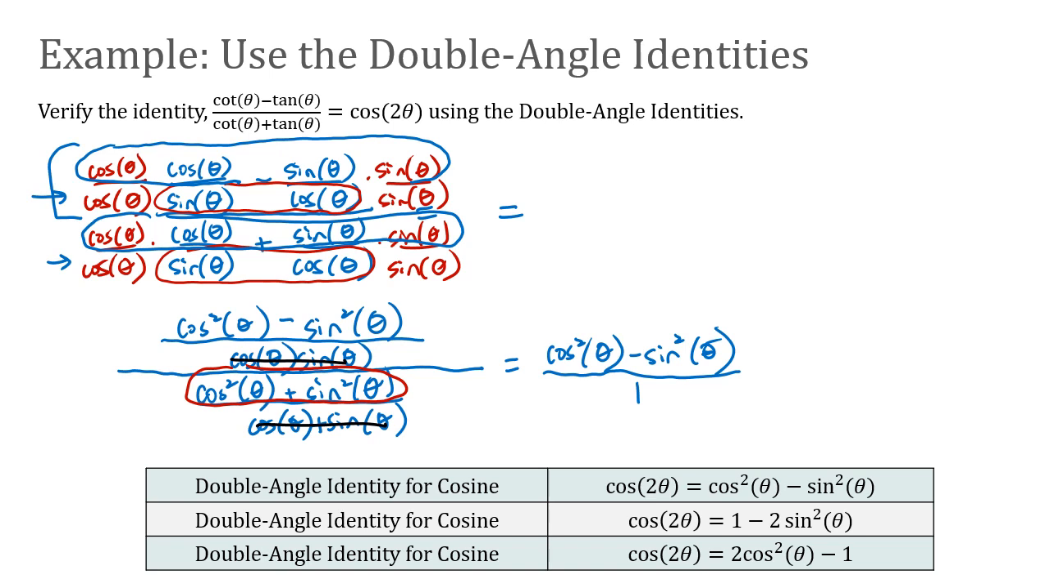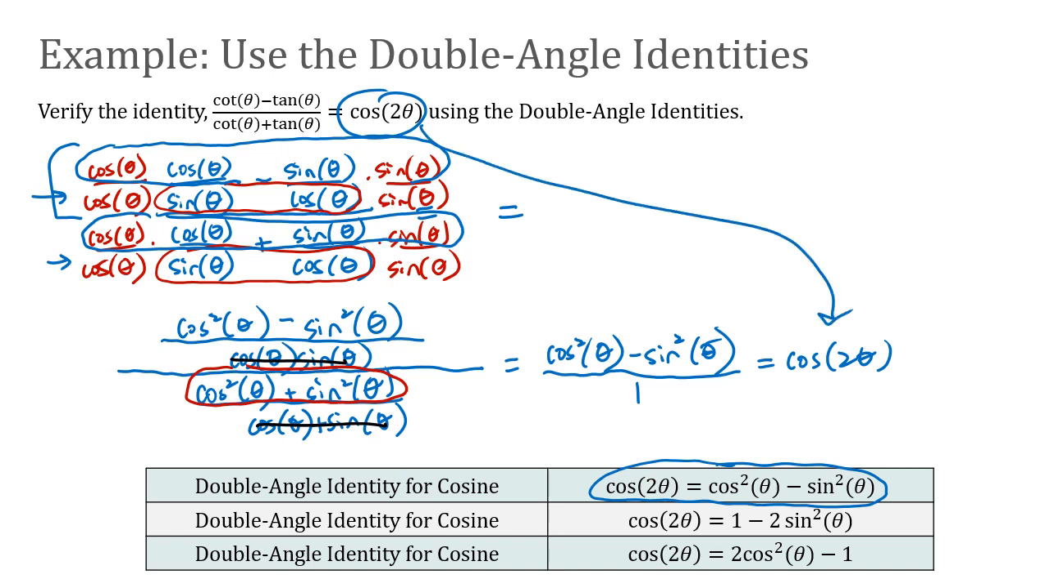So cosine squared theta minus sine squared theta, that is one of our identities for the double angle for cosine. So that's going to equal cosine of 2 theta, which is exactly what I wanted it to be. So we have now verified this identity. It's a little ugly, but we have verified the identity, haven't we?